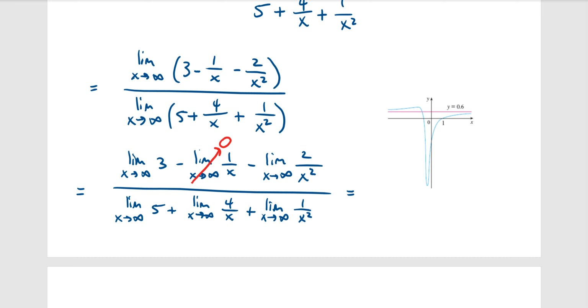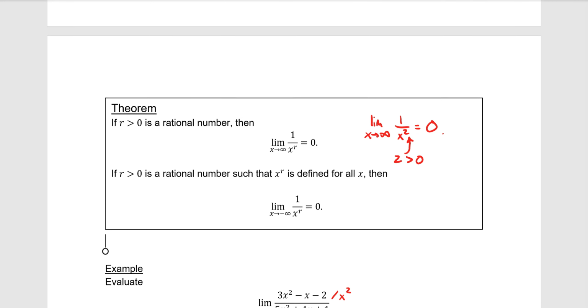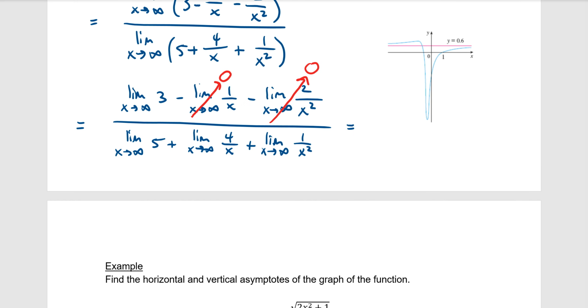Same thing with this next one. 2 over x squared as x goes to infinity, that's also going to be 0 because of what we just learned at the top of this page. And if we really wanted to, we could have taken this 2 and written it out front. 2 times 0 is still 0. Okay, so all we have in the numerator is 3.